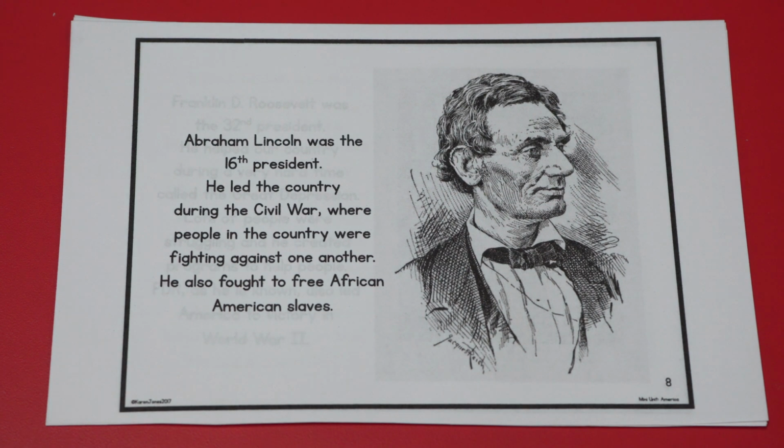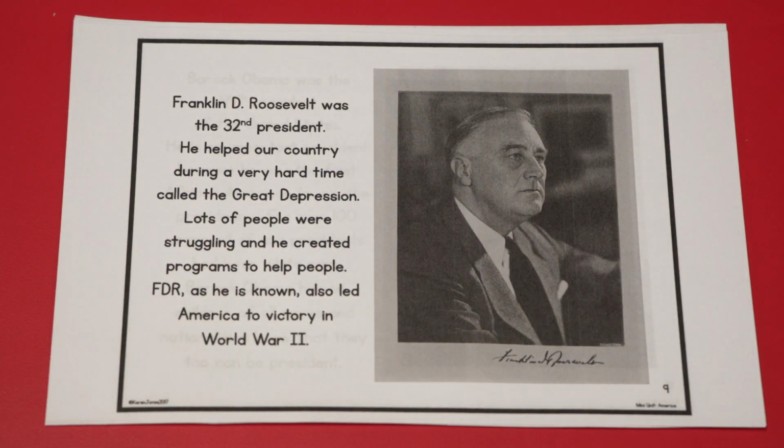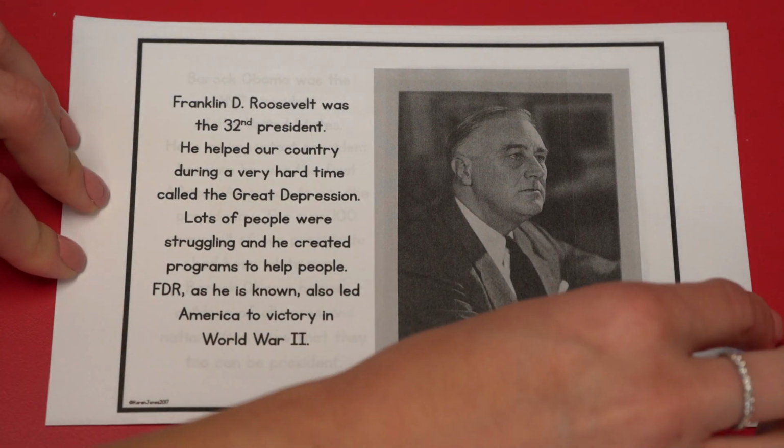Abraham Lincoln was the 16th president. He led the country during the Civil War, where people in the country were fighting against one another. He also fought to free African American slaves. Franklin D. Roosevelt was the 32nd president. He helped our country during a very hard time called the Great Depression. Lots of people were struggling, and he created programs to help people. FDR, as he is known, also led America to victory in World War II.